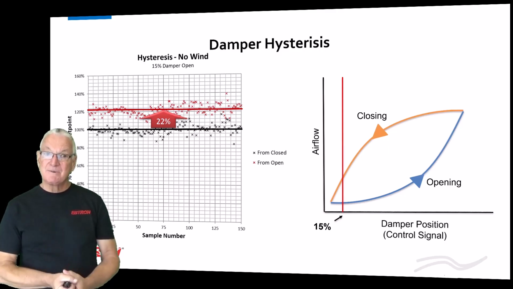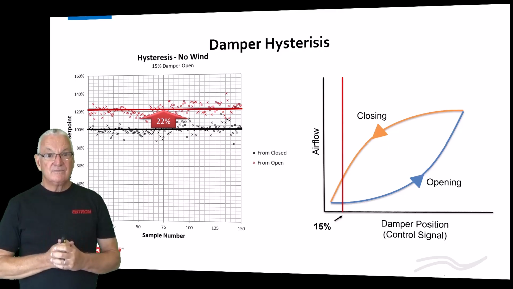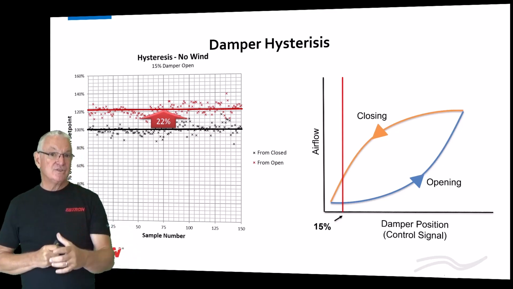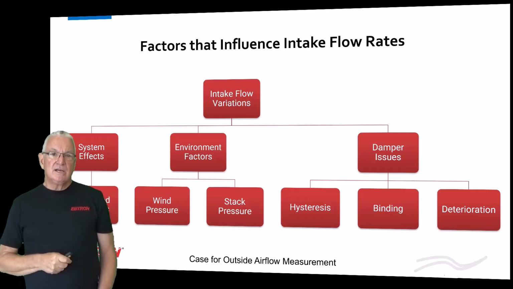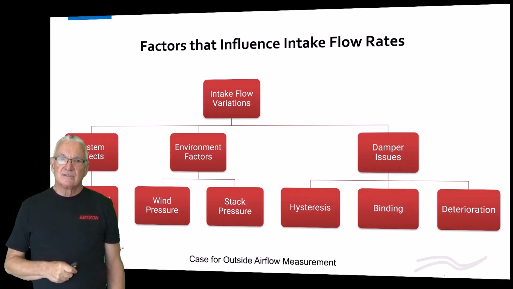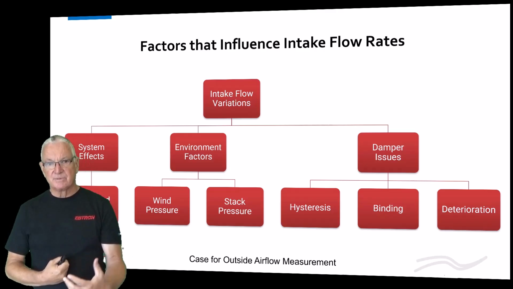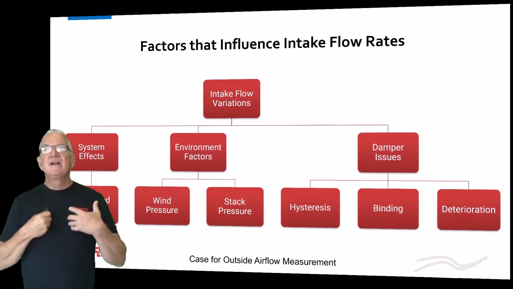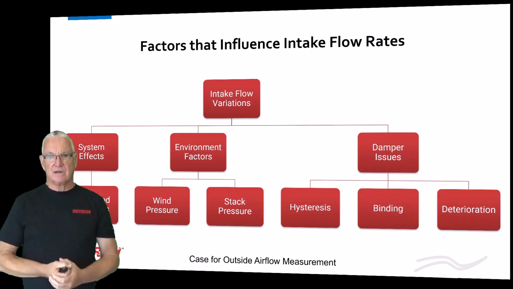If you depend on damper position, you really are not getting what you think you're getting. Yet again, if you measure this, you can control it out, okay? So when we look at all these factors that influence intake flow rates, there's a lot of them. You've got the system effects from the fan speed variations. You've got the environmental effects, the wind pressure, stack pressure. You've got damper issues. You've got to measure and control this out, or you're going to have building problems.